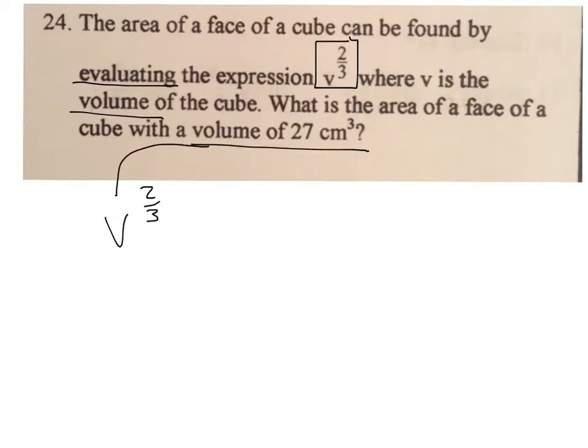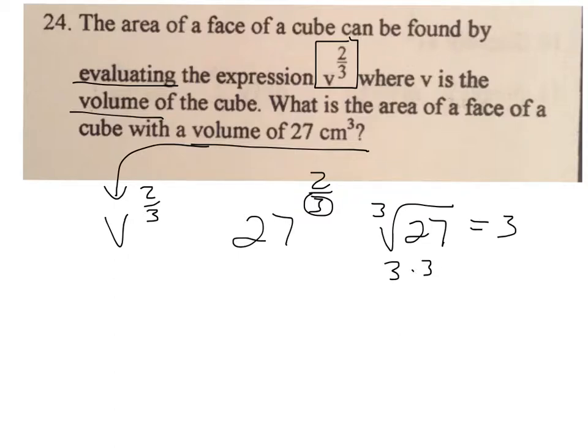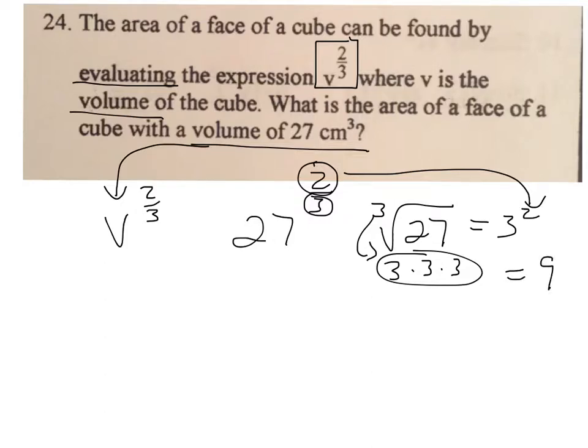Well, you're going to replace that right there for v. So you're going to have 27 to the 2/3 power. Now remember, this is your index, so that would be the cube root of 27. Well, the cube root of 27 is 3, because 3 times 3 times 3 is 27. And there's 3 3's, right? Now take that and square your answer. So 3 squared is 9. And there you go, 9 centimeters will be your answer. Or actually, it's the area, so 9 centimeters squared.